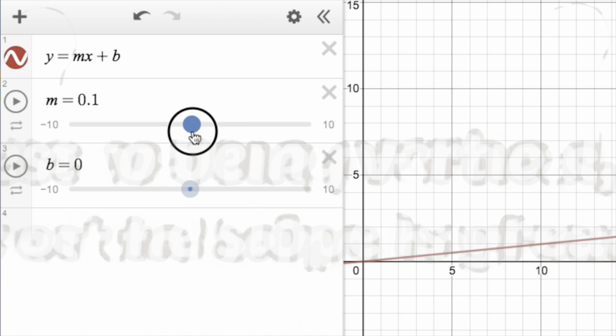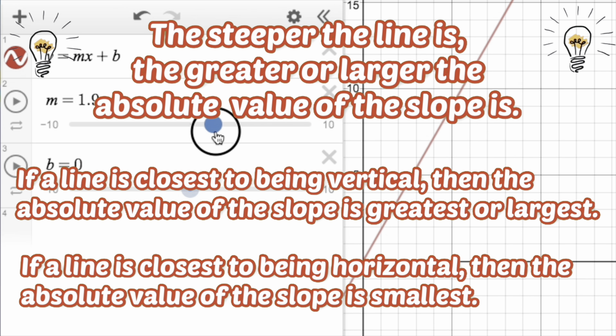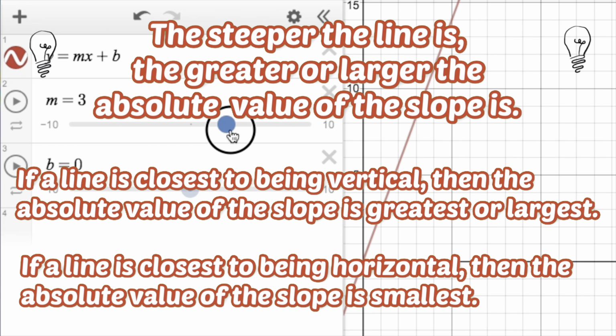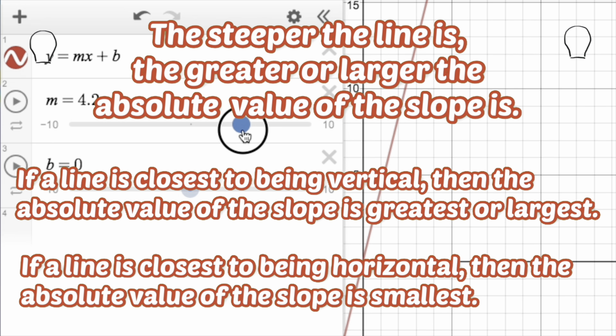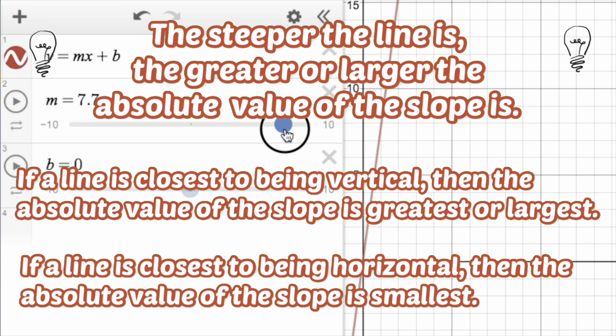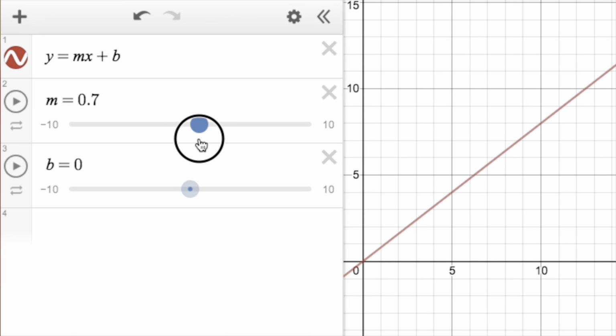Now, please remember that the steeper the line is, the greater or larger is the absolute value of the slope, which means that if a line is closest to being vertical, then the absolute value of the slope is greatest or largest. On the other hand, if the line is closest to being horizontal, then the absolute value of the slope is smallest.